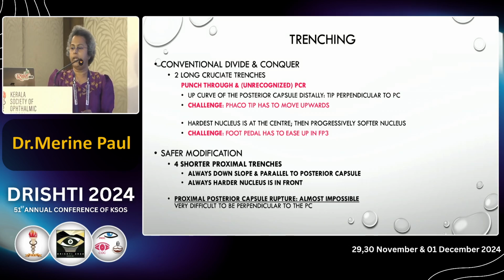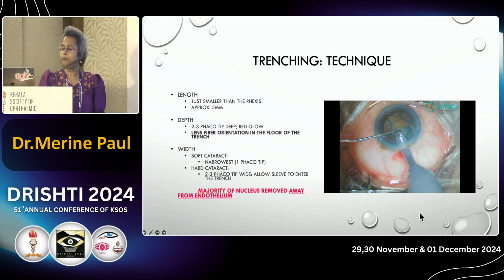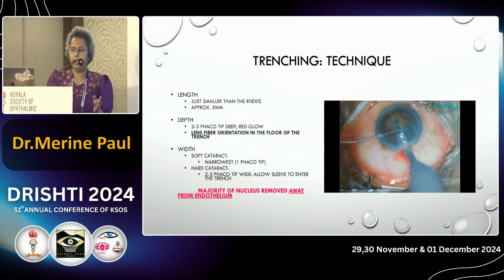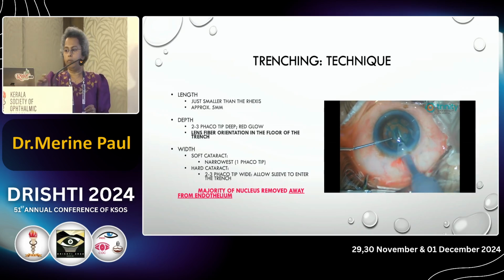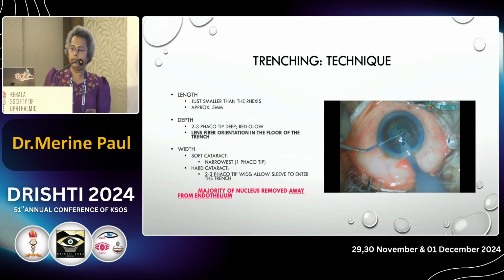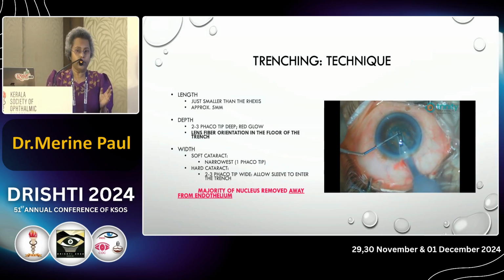A safer modification to this is 4 proximal short trenches. The advantage is that you're always on the downslope and you're parallel to the posterior capsule, which I'll show you shortly. And if you're always in the proximal part, it's very difficult to engage the PC. So this is the basic trenching technique, with 4 proximal small trenches. You don't go beyond, you don't make that long trench. This is best for beginners. Takes more time, definitely.